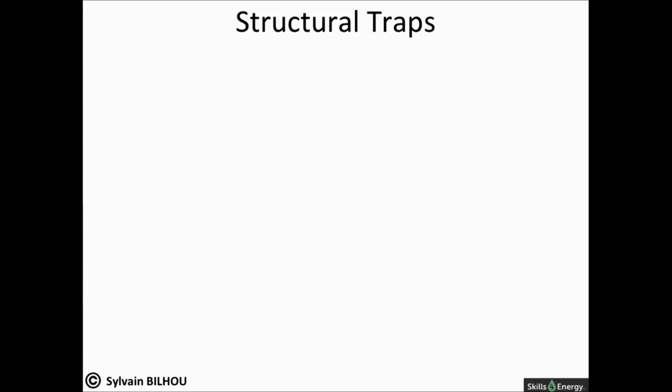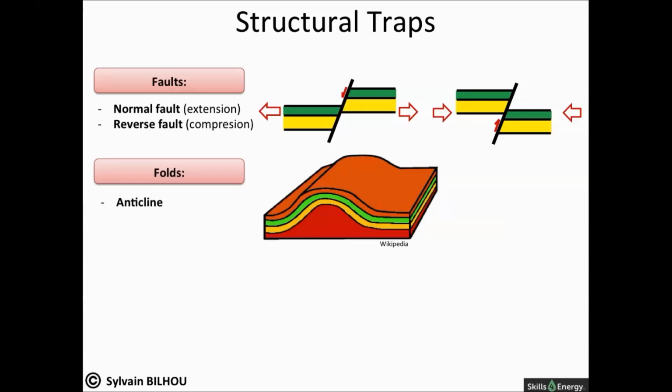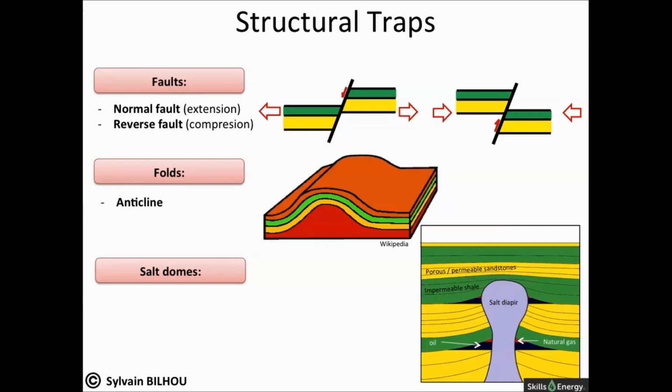As mentioned before, structural traps are due to mechanical processes leading to the formation of faults, folds, or domes. Faults can be normal in extensional regime or reverse in compressional regime. Folds, also induced by compressional forces, can also generate traps if they are anticlinal folds as shown on the figure. Domes are due to low-density ductile rocks such as salt rising into the subsurface. As shown on the figure, oil can be trapped in such structures.